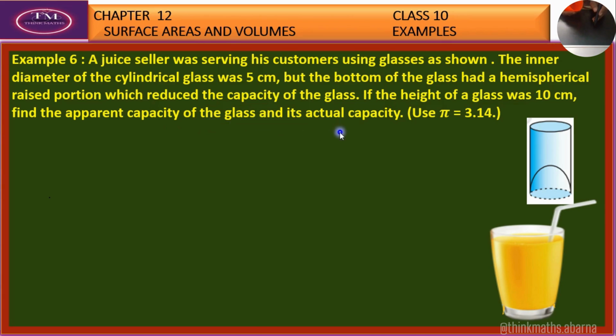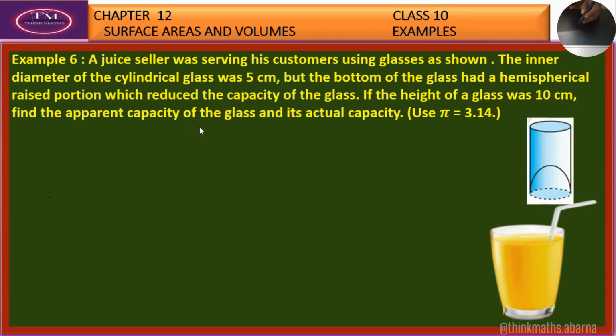So what is given? A juice seller was serving his customers with glasses. How is this glass made? This glass is made by having a hemispherical depression at the bottom. So its diameter and the height of the glass are given. Now what is the question? We have to find out the apparent capacity of the glass.